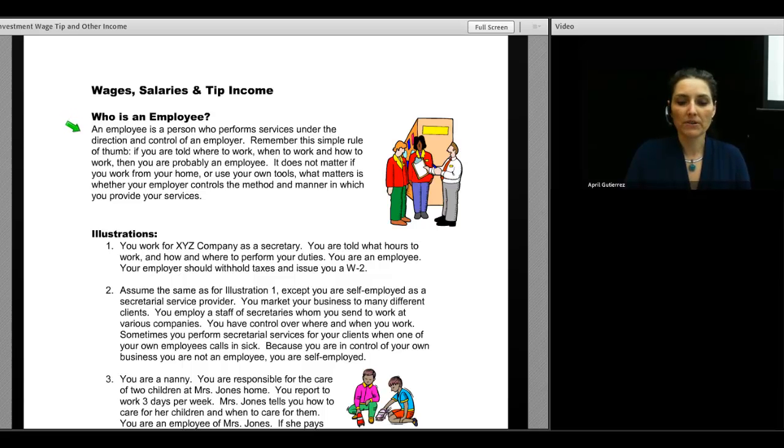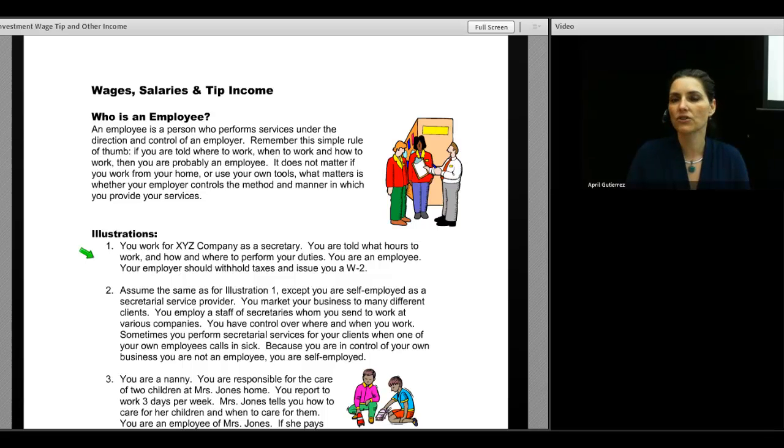An employee is a person who performs services under the direction and control of an employer. Remember the simple rule of thumb. If you are told where to work, when to work, and how to work, then you are probably an employee. And it does not matter if you work from your home or use your own tools. What matters is whether your employer controls the method and manner in which you perform your services.